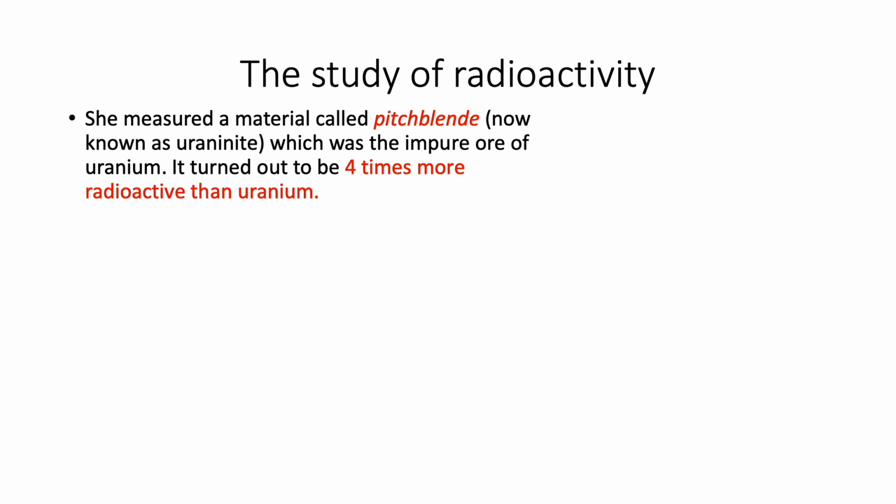She measured a material called pitchblende, now known as uraninite, which was the impure ore of uranium. It turned out to be 4 times more radioactive than pure uranium. Remember, before this we were looking at pure uranium. Now we are looking at pitchblende, the form of the ore from which uranium comes, and this was 4 times more radioactive than pure uranium.